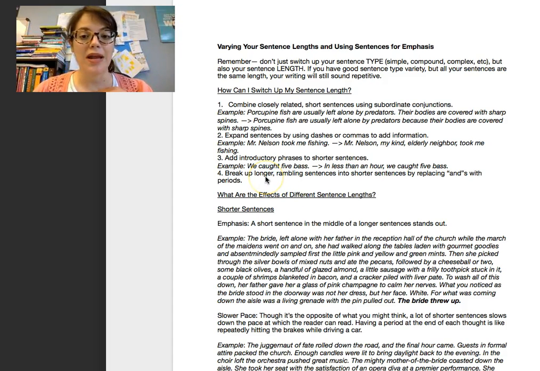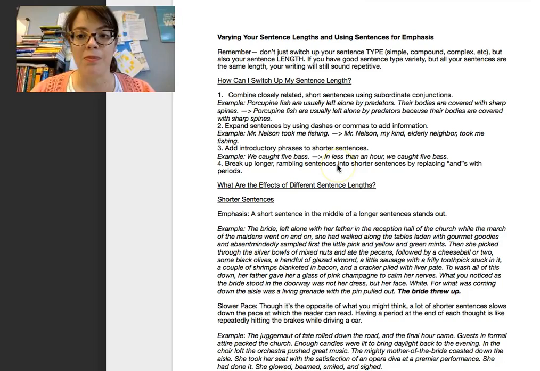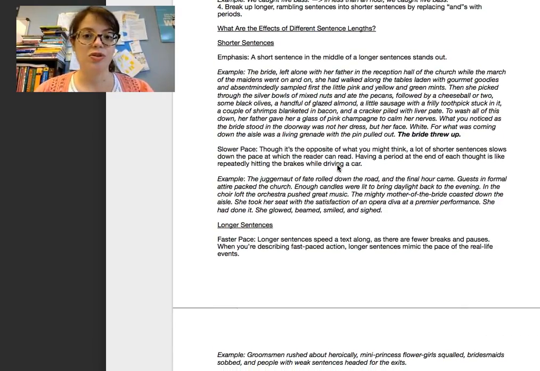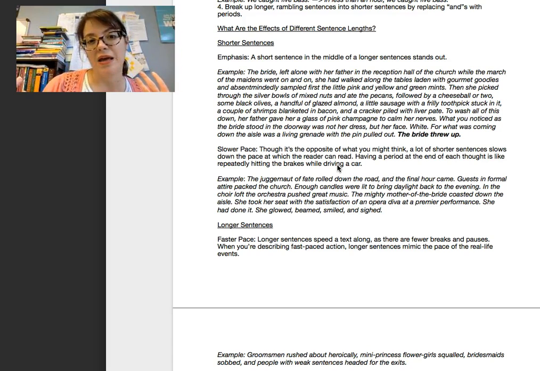Now, you can also break up longer rambling sentences into shorter sentences by replacing ands with periods, which we talked about last week. Okay, so I want to talk for a minute about what the effects of different sentence lengths are. So why, yes, it makes it sound less repetitive, but does it do something in particular to have short sentences versus long sentences? Like, what does that do?